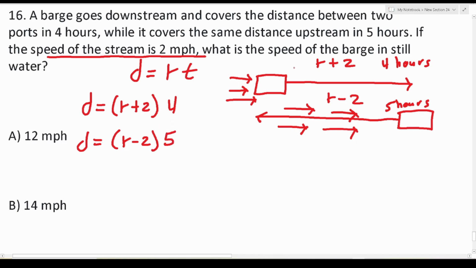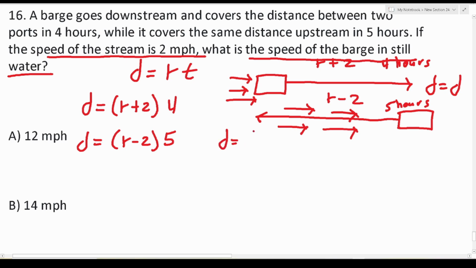Now, for this problem, we want to know what the speed of the barge is in still water. But that said, we have quite a few missing variables. We have r and d. But what do we know about d that's going to make this problem easy to solve? We know d equals d. That is, the distance the barge goes here is the same distance the barge goes here. So if we have d equals d, we can actually set up this equation like this.